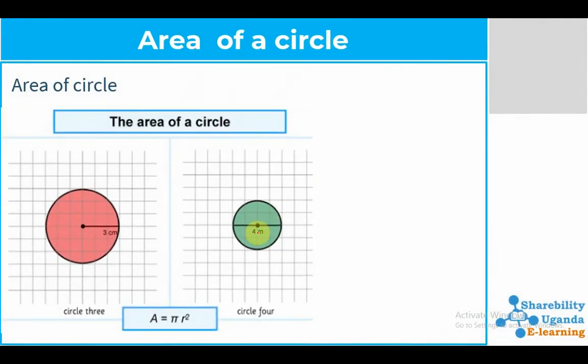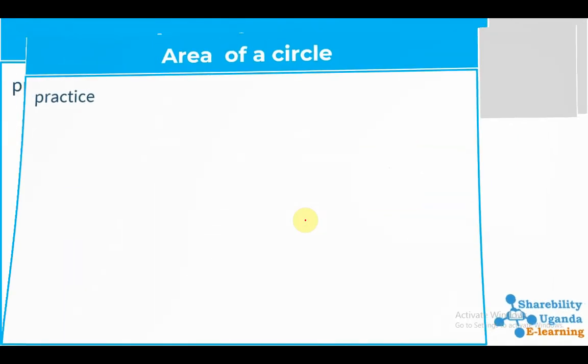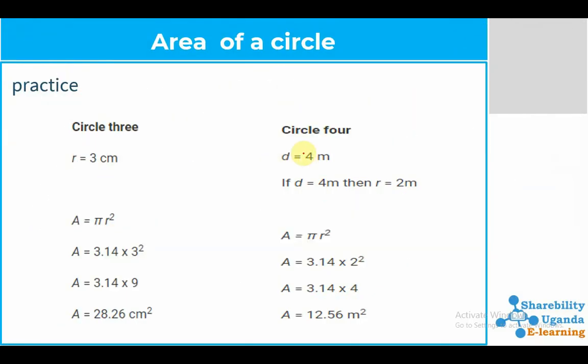And also on our circle 4, let me see our circle 4. Our circle 4 had 4 meters. Let's see how these people solved it. Our circle 4, they had given us the diameter. The diameter was given in meters, which is equal to 4 meters. And then they were saying if the diameter is equal to 4 meters, then the radius is 2 meters.